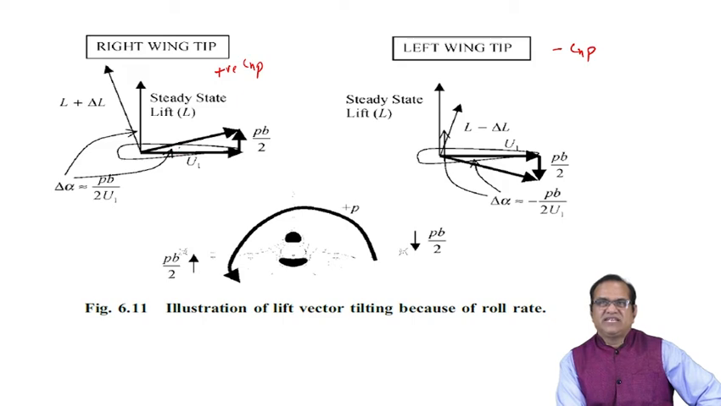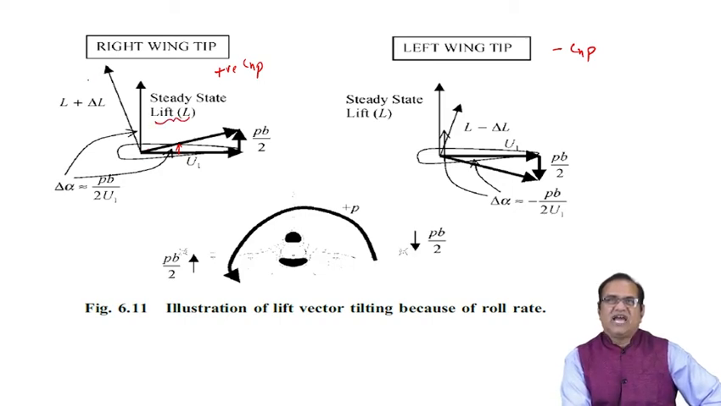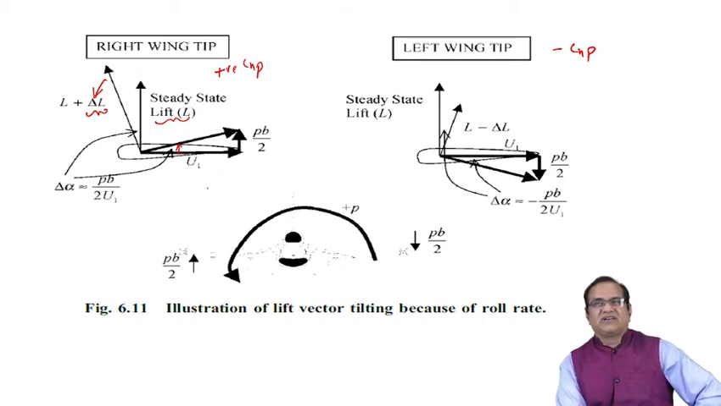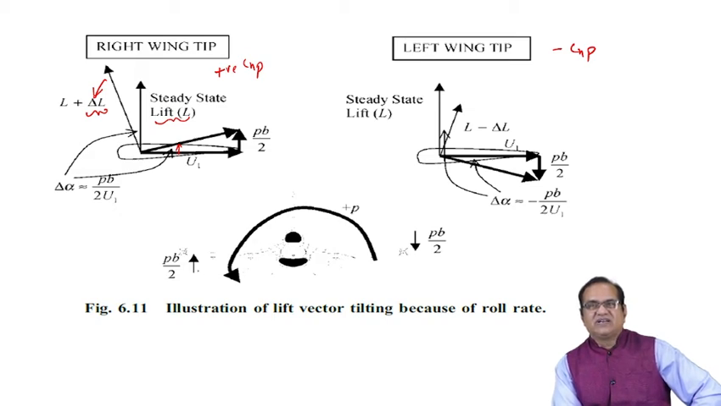This much angle is increased here. Okay. So now initially this was the lift. Now this lift is increased to this much, and this is now L plus delta L. So this much lift is increased from initial condition on the right wing. Okay, this is the right wing here. So if you are rolled like this, this is the right wing, this much going upward.